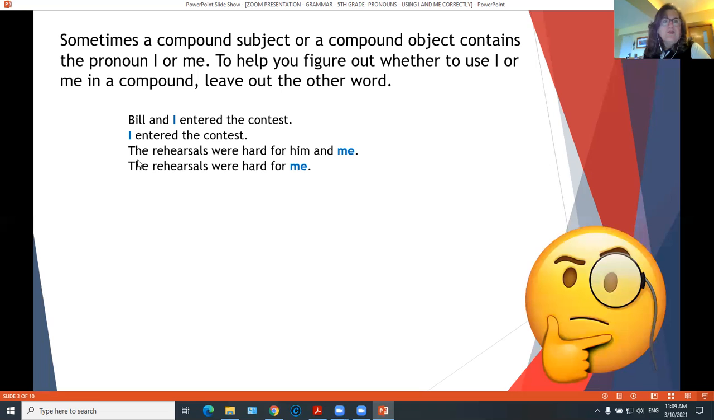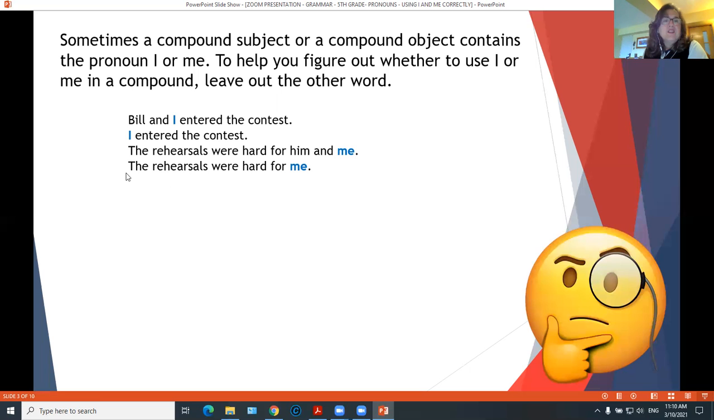Let's see the other example. Let's say we have the rehearsals were hard for him and we don't know whether to put me or I. So we leave him out of the sentence and we say, the rehearsals were hard for, and then we know that we would use me if we don't have him, okay, in the sentence. We would use me because in this case, we have the word for, okay? And remember that if we have the word for, we use me. So it's correct to say, the rehearsals were hard for him and me.